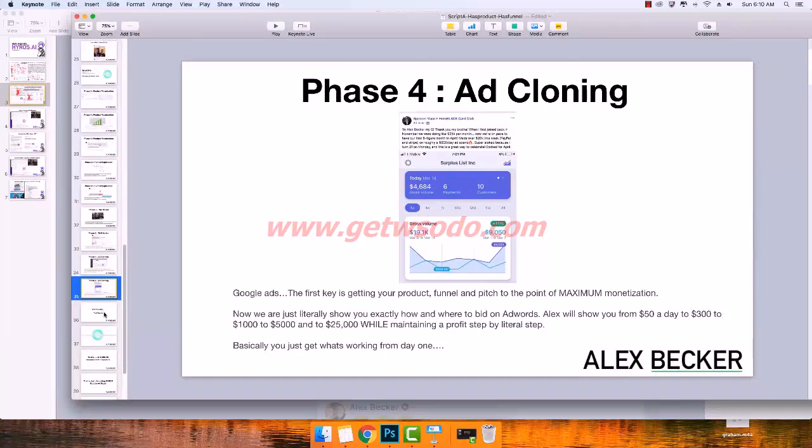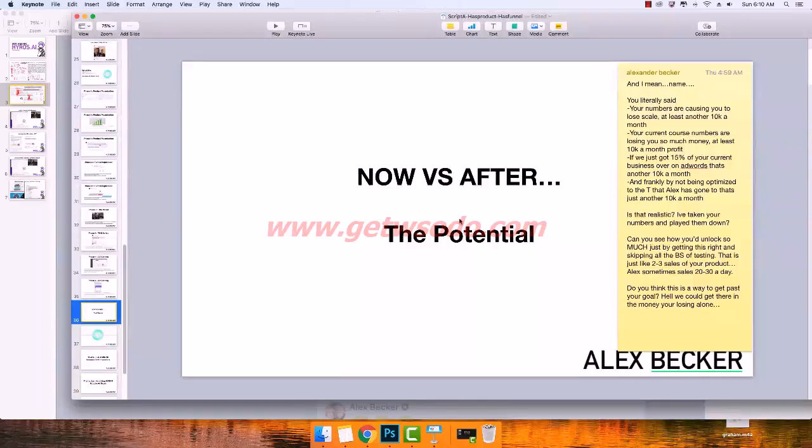So what we want to do right now is we want to break down now versus after. So look, during this call, we literally agreed you have 20,000 to gain here. You're naturally just losing 20,000 by default by not fixing these things. Not addressing this right now is costing you so much money. Are those again realistic numbers? They're going to say yes, because again, they agreed on the numbers. They're going to want to be congruent. And we're going to say, can you see how much you'd unlock just by getting this right and skipping all the BS testing?